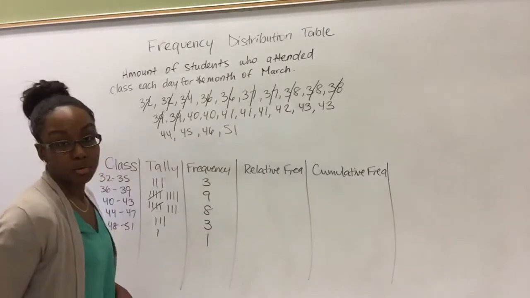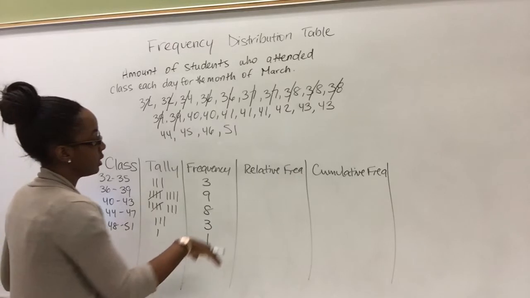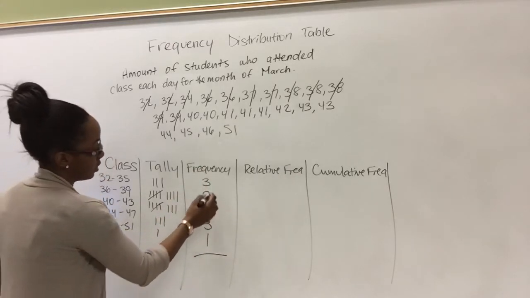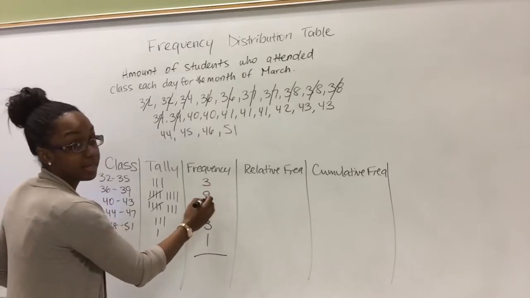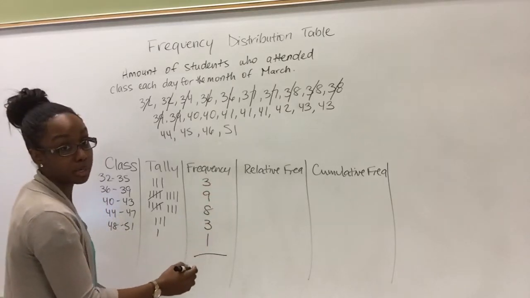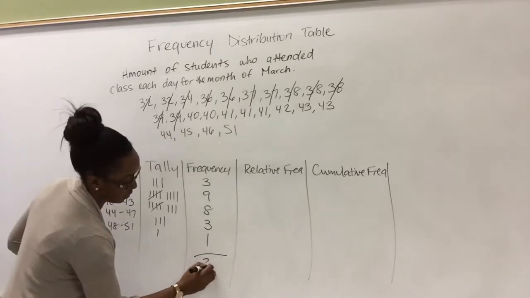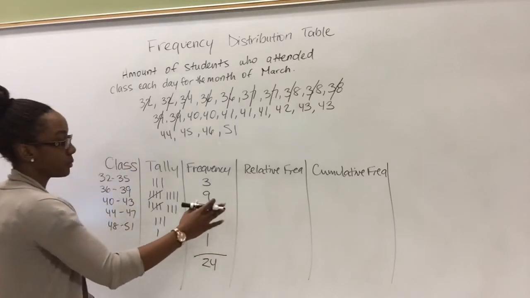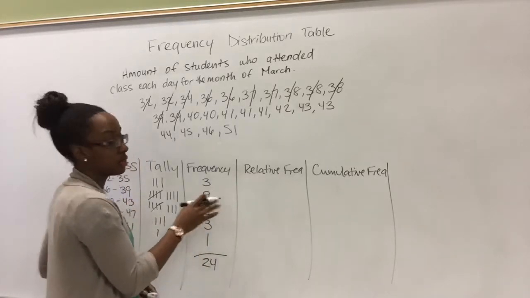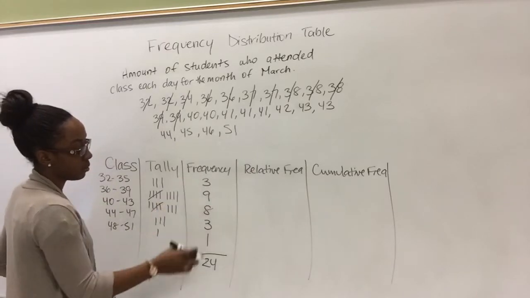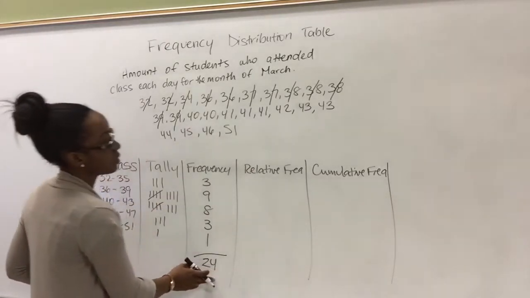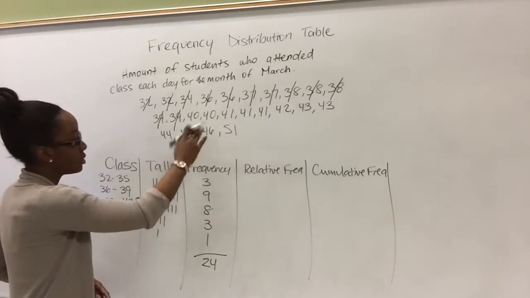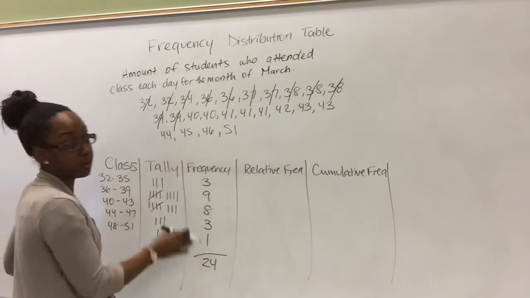So for the next step, relative frequency, we would first add up the total of what is in the frequency column. So this is 3, 9, 8, 3, and 1, which equals 24. For relative frequency, you divide the number in the frequency column by the total. And 24 is also the total number of data values we started off with in the data set. So you know that the frequency you get is correct.